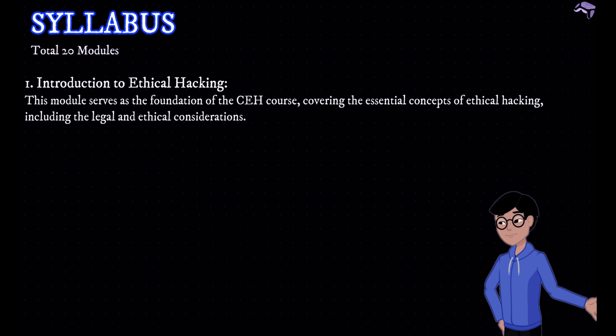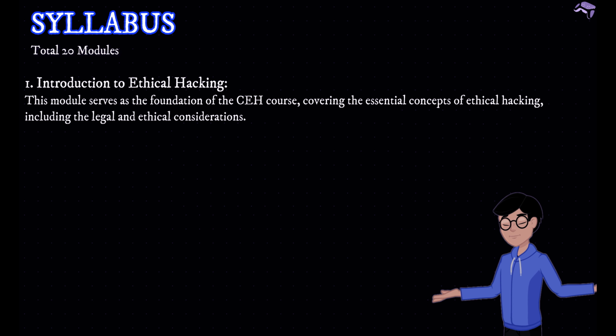For example, imagine you are a security guard tasked with protecting a building. Ethical hacking is like testing the building's security by attempting to find unlocked doors or weak spots in the perimeter fence, or we can simply say finding out loopholes in the building.